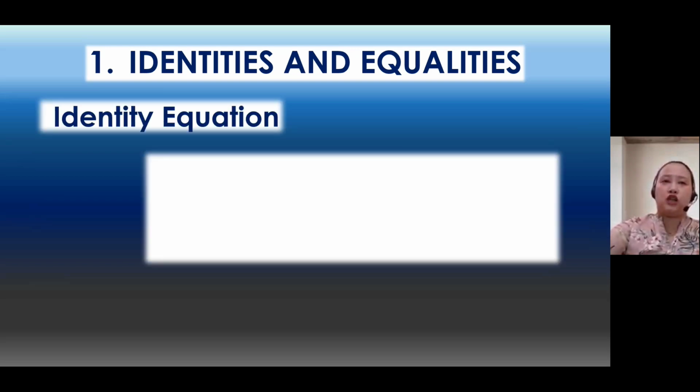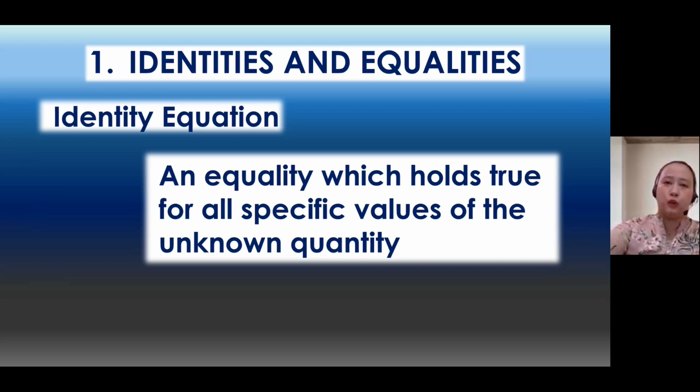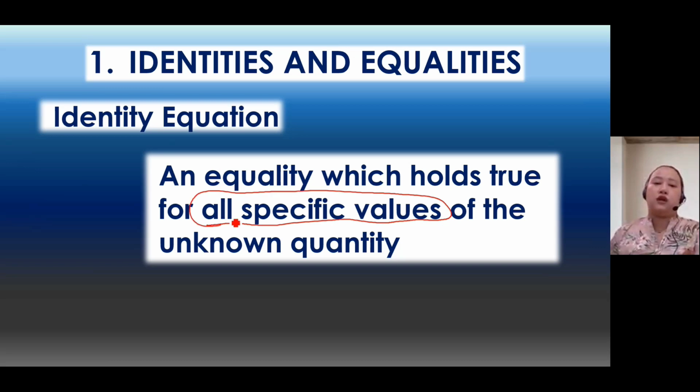What is an identity equation? It is an equation which holds true for all specific values of the unknown quantity. So for an identity equation, it means that whatever value we substitute in the equation, after simplifying, the left side will always be equal to the right side. So it holds for all specific values.